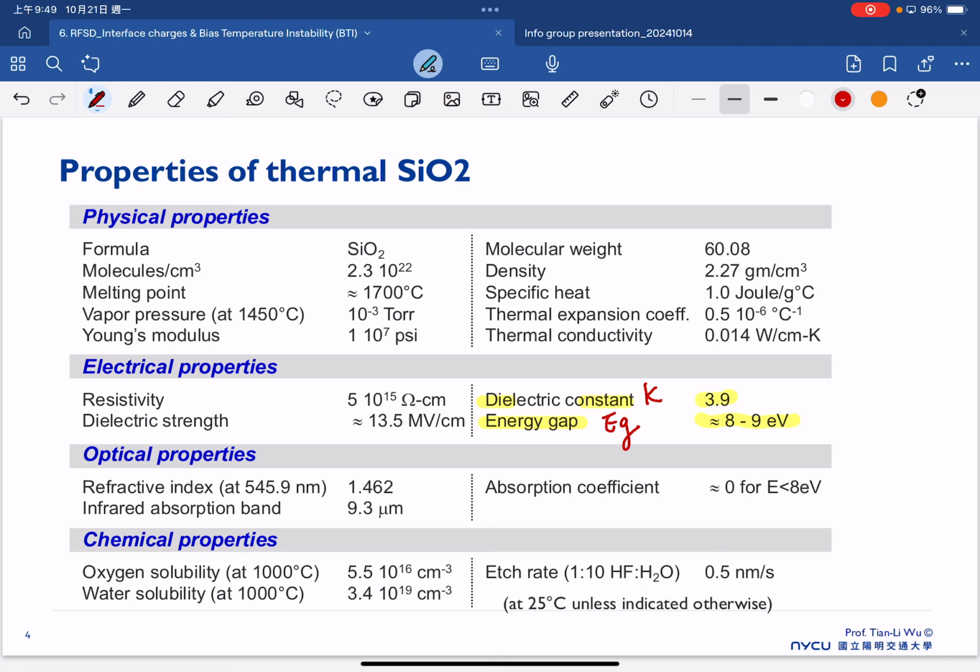For me, there are so many properties for SiO2, and the only two I remember by heart are these two. I believe this is very important and will be useful for you, because in the future, once we talk about other dielectric materials, we always try to benchmark the basic properties against SiO2. We usually refer to what the K value and the band gap of your new dielectric will be. Therefore, you have to at least understand these two properties for SiO2.